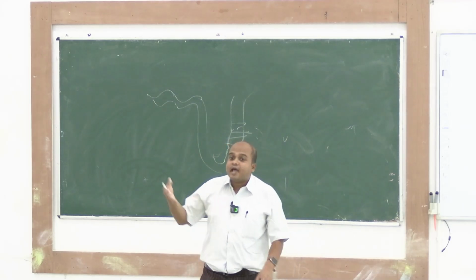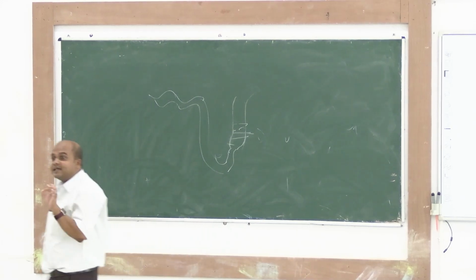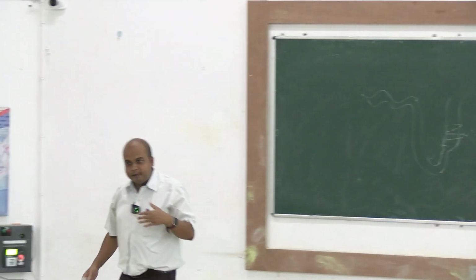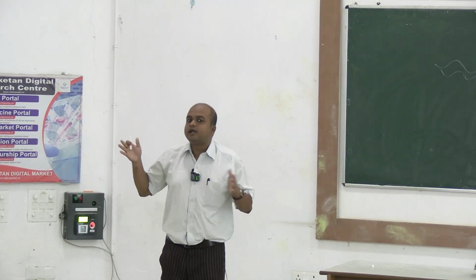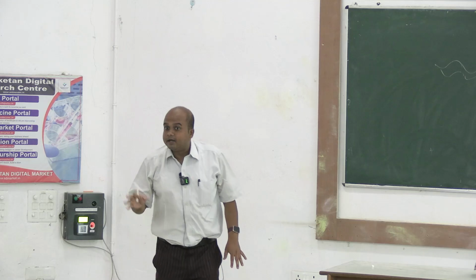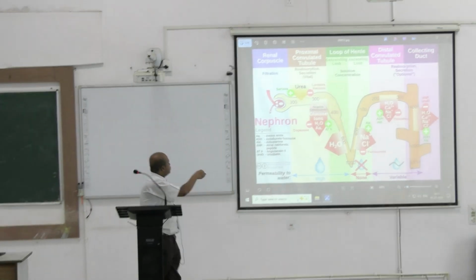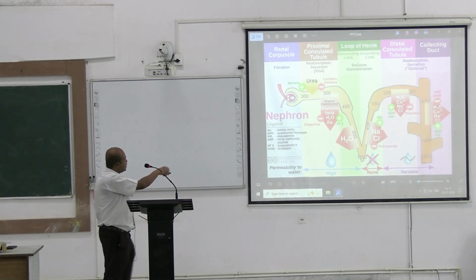But as soon as this happens, actually, this is a dynamic process. Through the thin descending limb, water is permeable. So water is going out, water is being reabsorbed, and it is trying to balance. Note this, 300, 300, so the osmolarity is actually what it is.